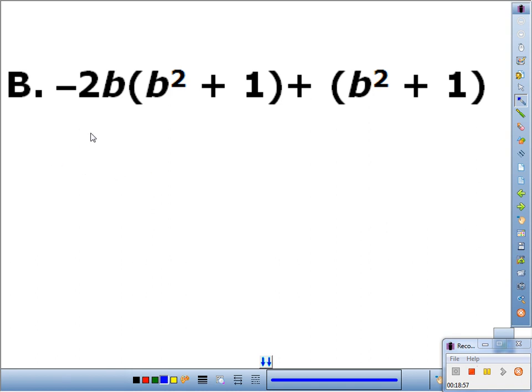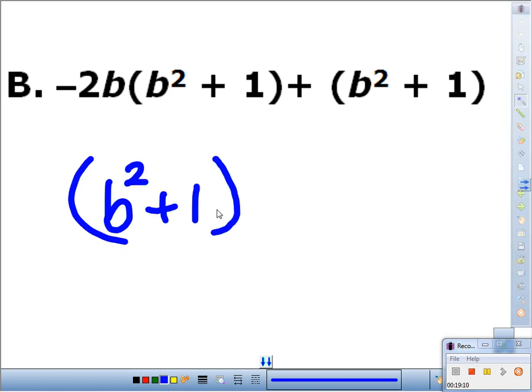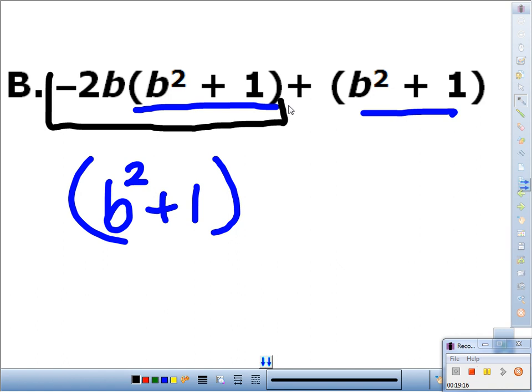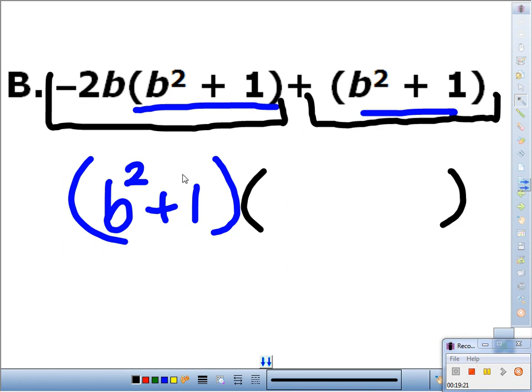Okay, let's see. What do you have in common for these two terms, everyone? b squared plus 1, that is correct. This and that. But we had two terms, right? 1, 2. All right. What's left over in this term, everyone? Negative 2b plus 1. That is correct. There's an invisible 1 right there. Hands if you got that. Very good. Okay, so we're done with these, yes?